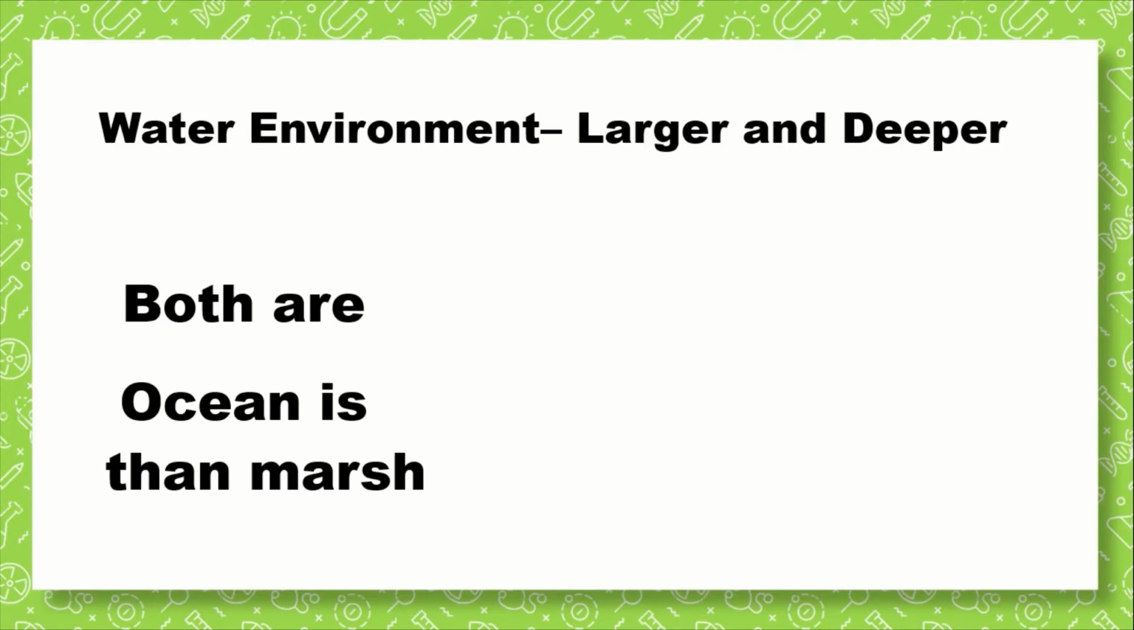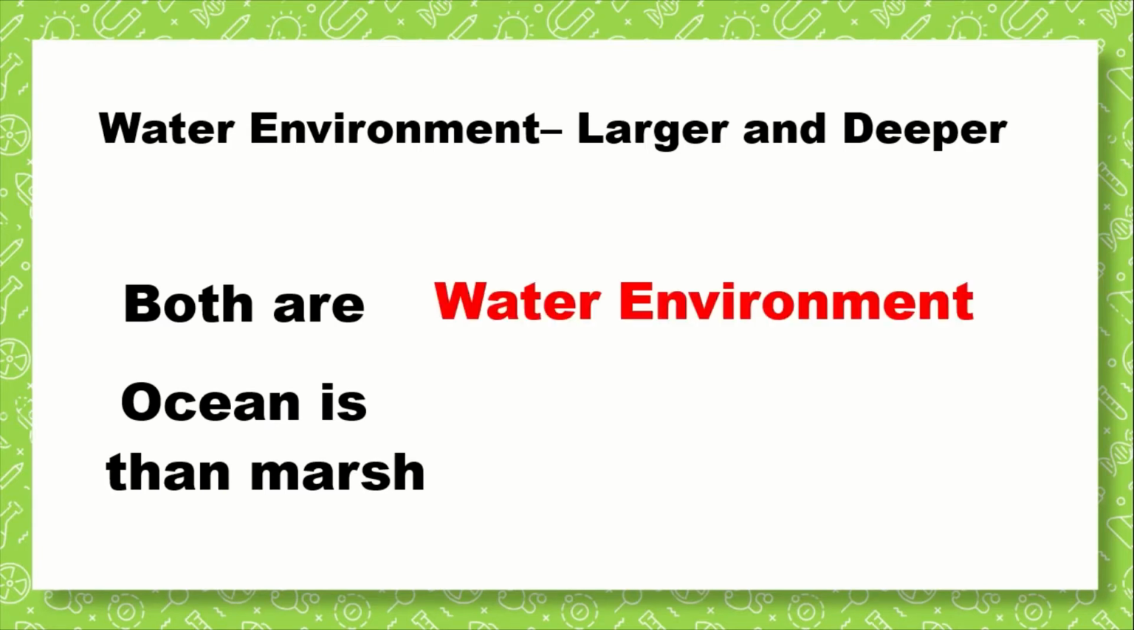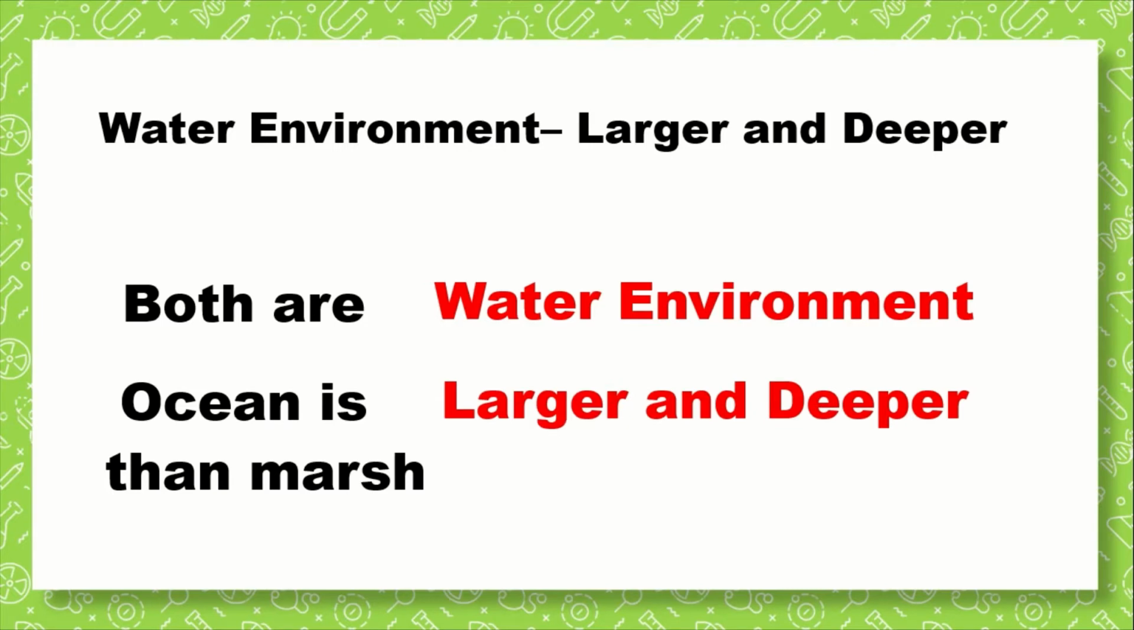Next, let's do what's alike and different. Both are water environments. Both ocean and marsh are water environments. What is different between the ocean and marsh? The ocean is larger and deeper than the marsh. The marsh only has a little bit of water. It's not deep. That's how the great egret stands in the marsh, but the ocean has very deep water.